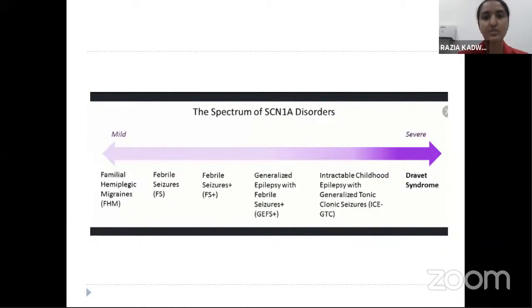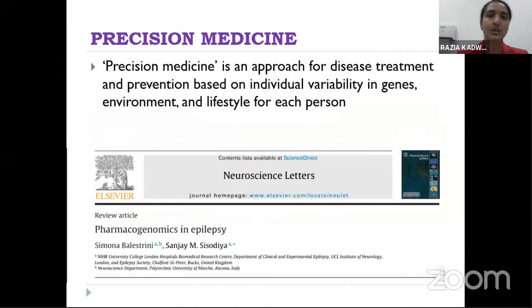So it's a huge spectrum of sodium channel disorders alone. Depending on whether it's a truncation mutation or a deletion duplication mutation, the manifestations will vary. So precision medicine is the future of, I think, all types of epilepsies now. It's an approach for disease treatment and prevention based on the individual variability in genes and environment.